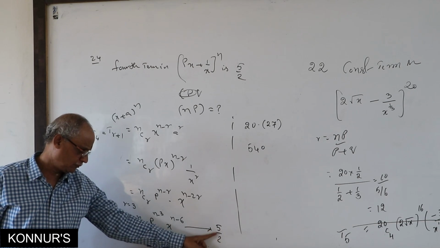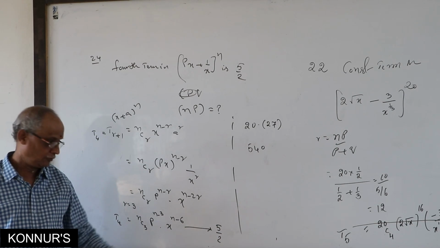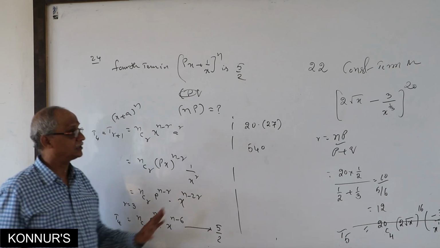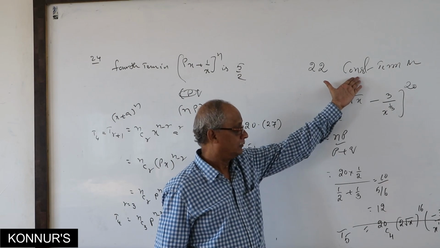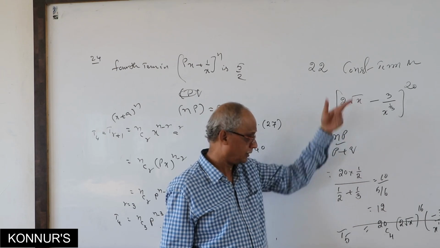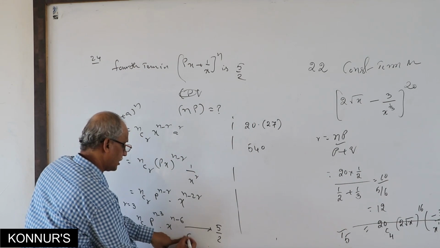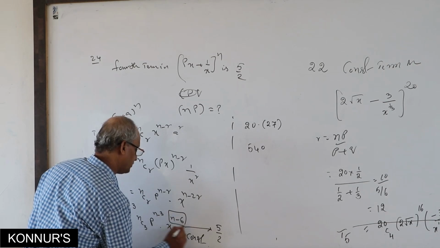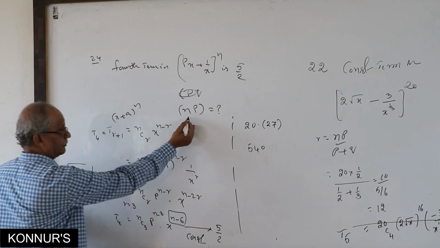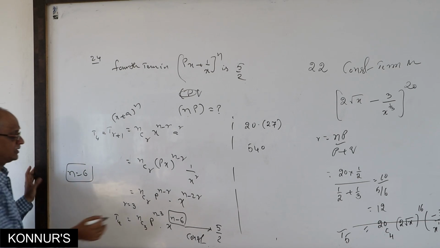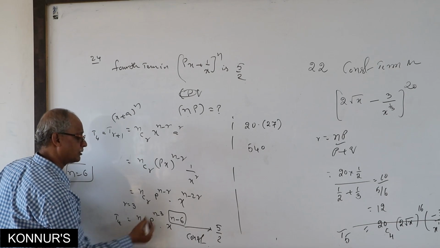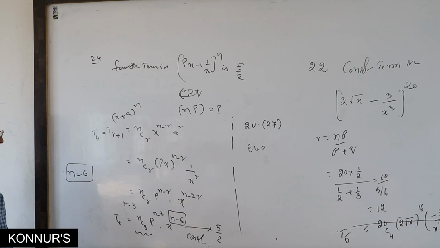What is observation? Only constant. There is no x. It means it must be constant. When we say a term is a constant term, power of x must be 0. Okay. Constant term means what? Term independent of x. Since it is a constant term here, power of x must be 0. Then what is n value? First answer over. 6. Once it is power 0 and it becomes constant, this remaining entire other things must be equal to 5 by 2 only. Okay.